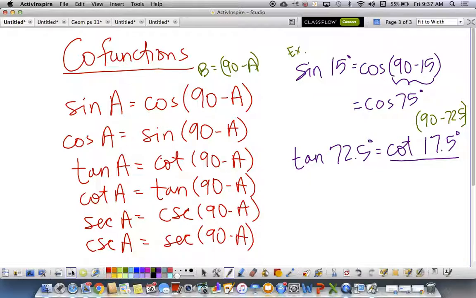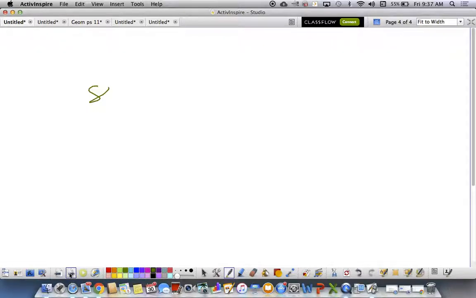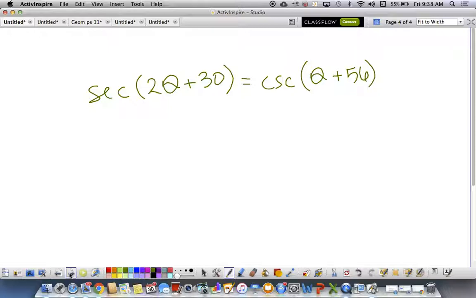Can I give you another problem? Okay. So a new problem. If you were here yesterday, I'm assuming you get this. Alright, so what happens if I give you secant of 2 theta plus 30 equals cosecant of theta, let's say plus 56. Find theta.